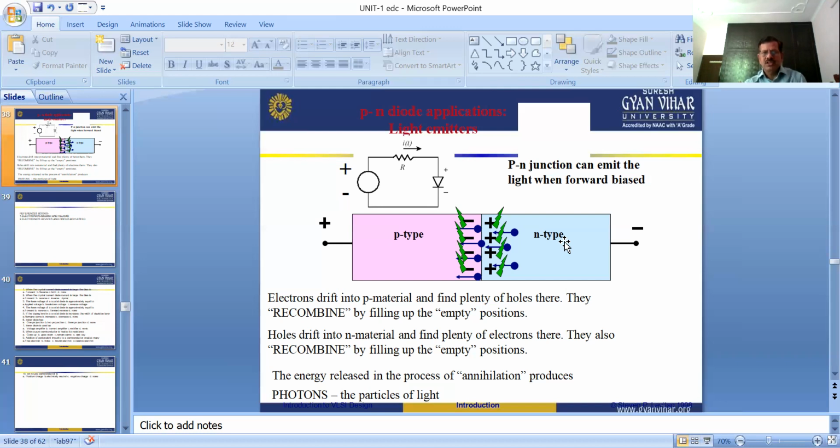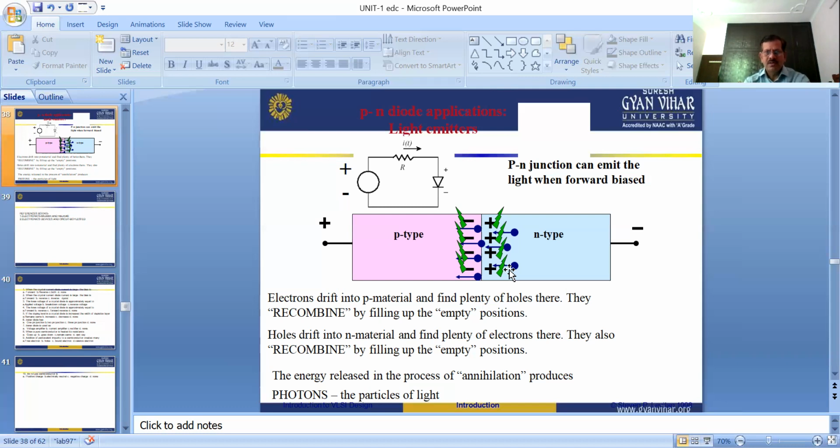So this is the process of diode conduction, and in this process there is movement of charge carriers across the junction, and the current flows due to the recombination of charge carriers, holes and electrons, with each other. So this is the diode conduction process.